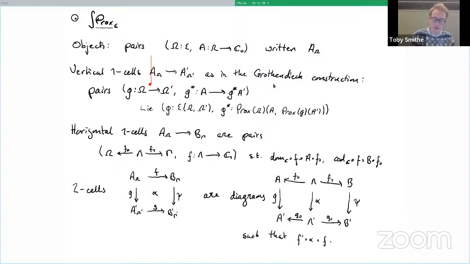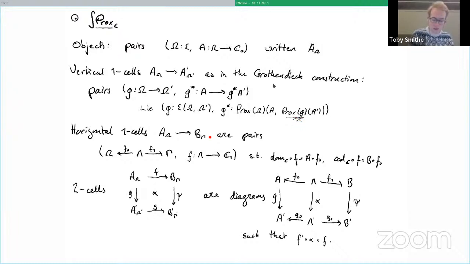The vertical one cells are just going to be as in the Griffin deconstruction, so they're going to be pairs of a map omega to omega prime and a map over it in prox omega from A, this object parameterized by omega, to the pullback of A prime, which of course is an omega prime proxied object, pulling that back into prox omega using this prox functor. So it's the same thing that happens in the vertical, the action on the vertical morphisms.